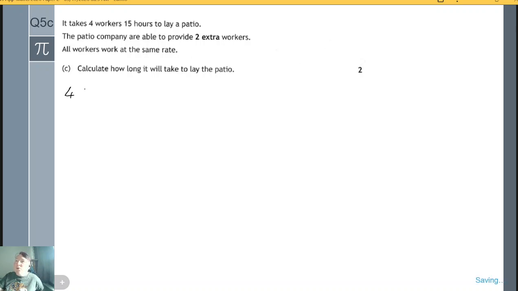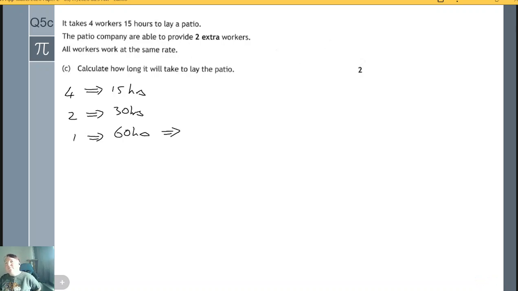So if 4 workers get us 15 hours, then 2 workers are going to need 30 hours. So 1 worker would need 60 hours. So we know that the job is worth 60 hours. So 6 workers are going to take a tenth of that, so it's going to be 10 hours. Okay. So in total, 10 hours.